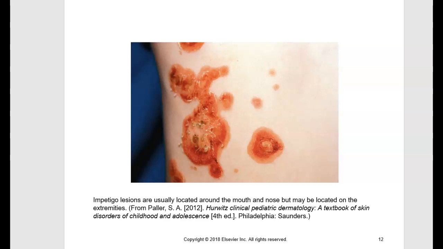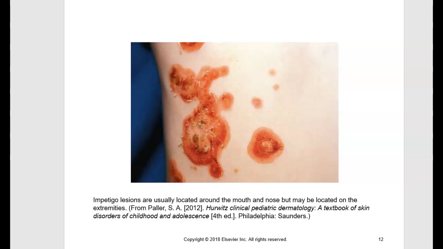For diagnosis, the characteristic appearance of the lesion usually confirms the diagnosis. If the lesion does not respond to treatment, a culture would be obtained to see if the patient has MRSA. Under therapeutic management, impetigo is treated with topical and oral antibiotics. Again, think about what's causing it. It's a Staphylococcus aureus, a bacteria that's causing the infection.